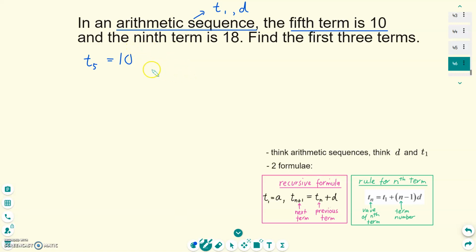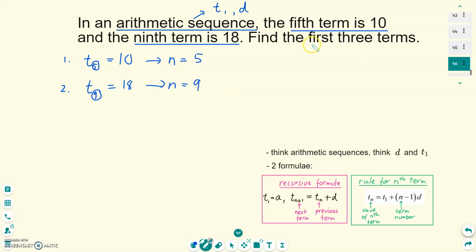Now there's something that I can also get out of that, another bit of information: since Tn, that implies that n equals 5. So that's our first bit of information. Our second bit, the 9th term is 18. T9 equals 18. And for that bit of information, n equals 9. A lot of people mix up here. They say n is 18, get all confused. But it's all good. Just write this straight down.